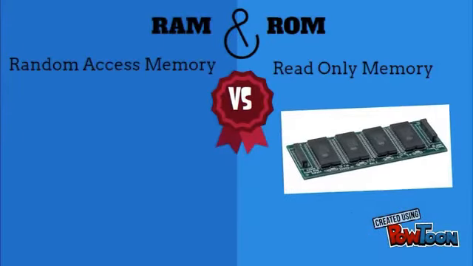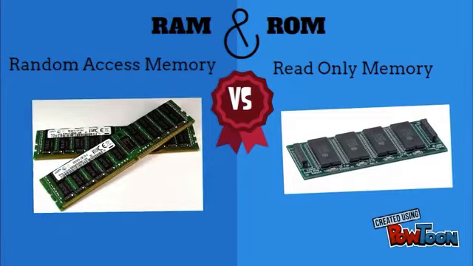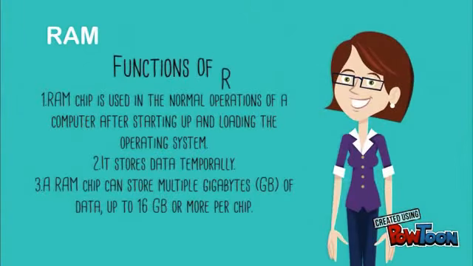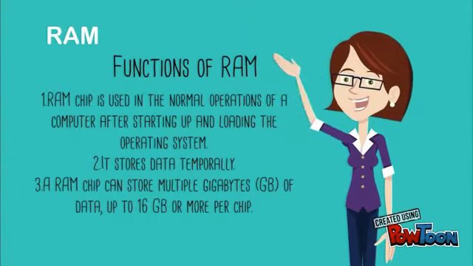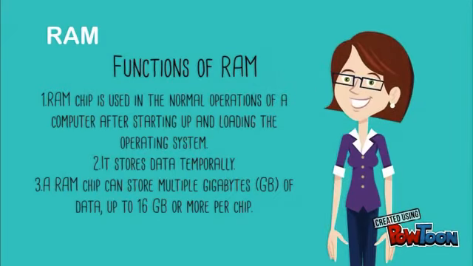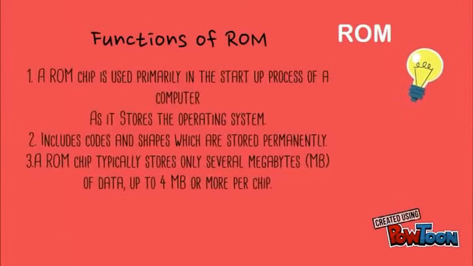Now, we would like to talk about the differences between random access memory and read-only memory. RAM is used in a normal operation of a computer after starting up and loading the operating system. This is because it stores the data temporarily and has a space up to 16 GB or more per chip. ROM is used primarily in the startup process of a computer, as it permanently stores the operating system. It has a space up to 4 MB or more per chip.